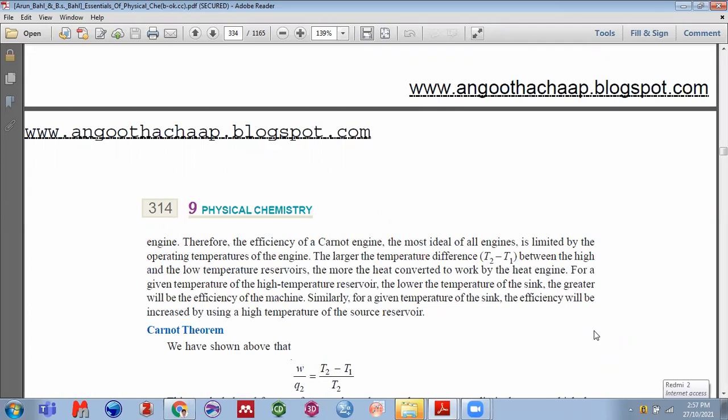Theoretically, an engine will be 100% efficient only when T2 is 0 degree Kelvin, 0 absolute. So a 100% efficient engine can never be constructed, because total heat absorbed from the surroundings cannot be converted into work. So efficiency of engine is always less than 1.